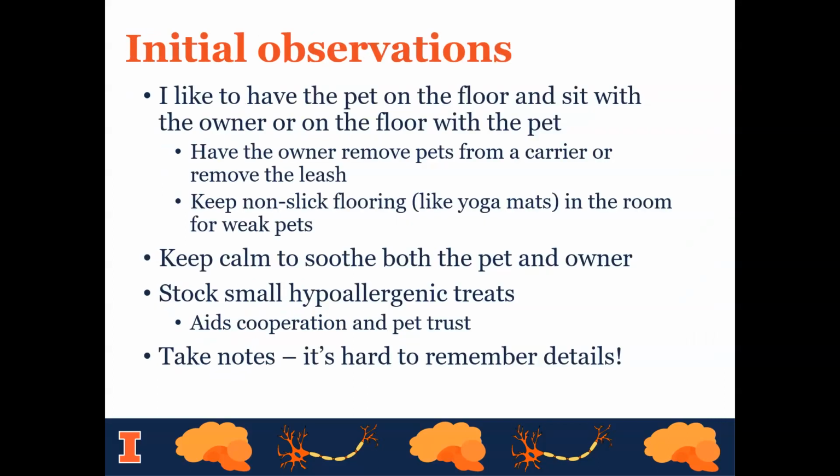So when we're looking at this pet on the floor, I like to make sure I've got some non-slick flooring in the room. I like to unroll sheets of yoga mat. You can buy it in bulk online. And I like to keep a pretty calm demeanor in the room.